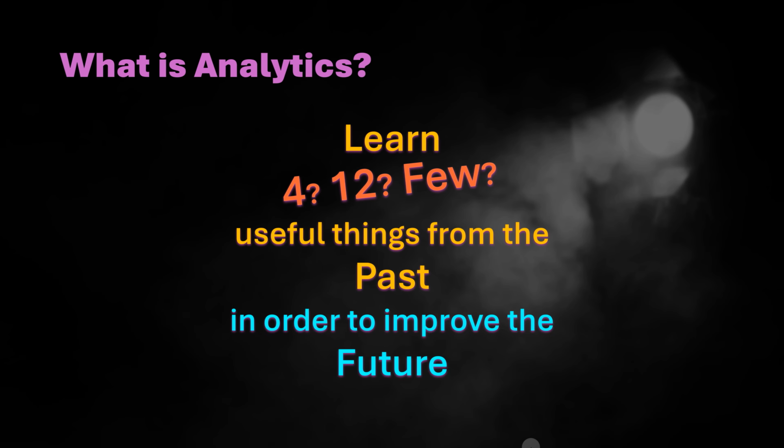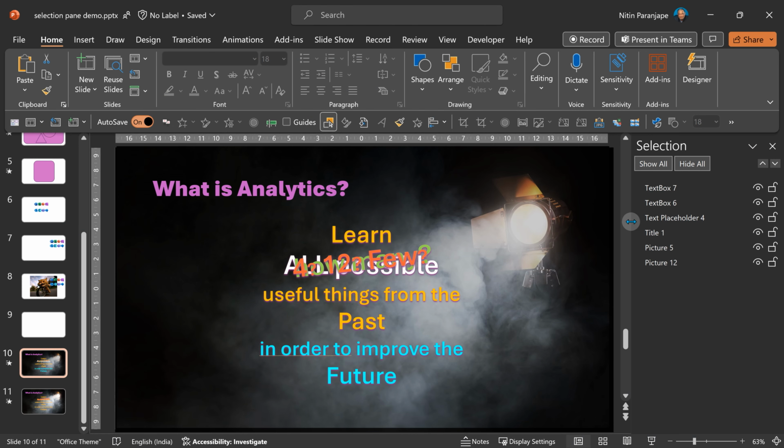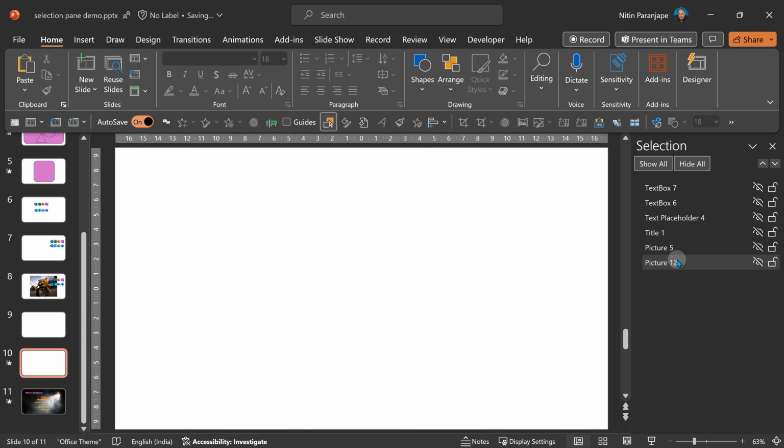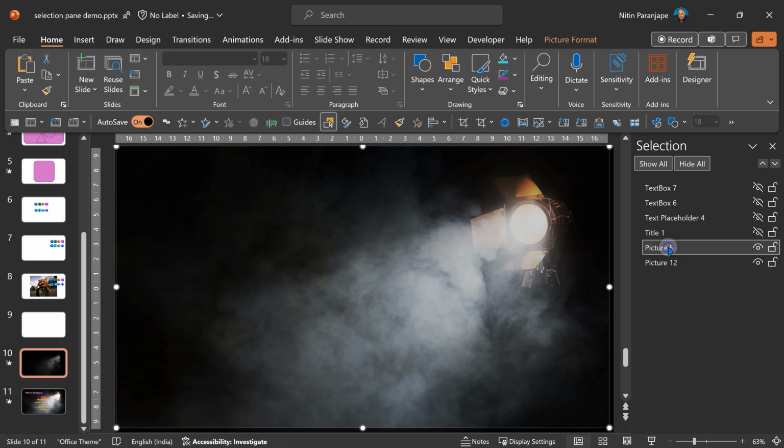We should ideally want to learn all possible useful things. That's what I mean by analytics. Now, if you look at the selection pane, notice what it has. I'm going to hide all and deconstruct the slide. First, it is a blurred picture of the light. Then we have the actual light.